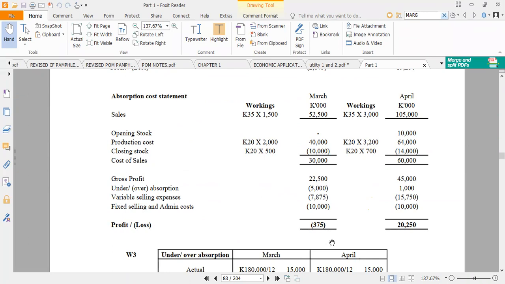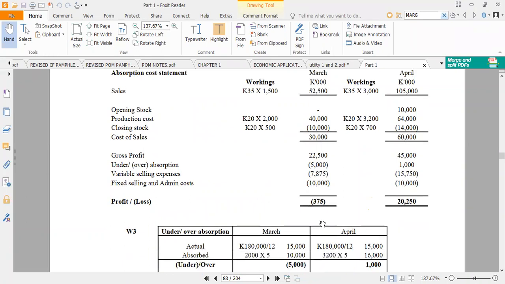For anything else, we will get into details of another example as we link up for the other session. According to Mr. Njovu, when he's going to advise, then I'll run through another example to do with absorption and marginal costing. For now, we can end here.